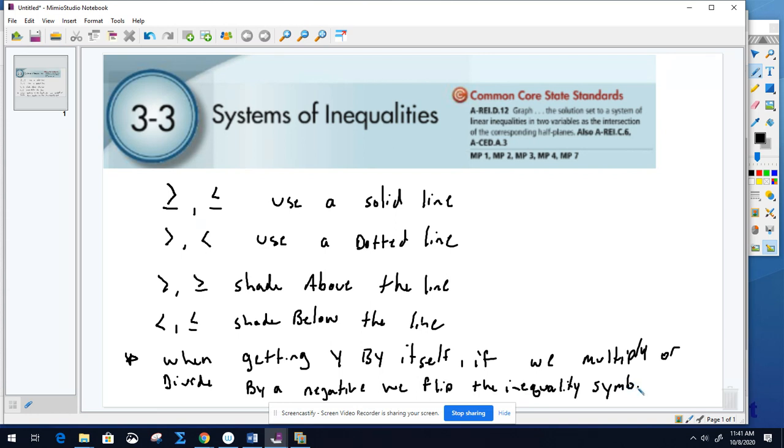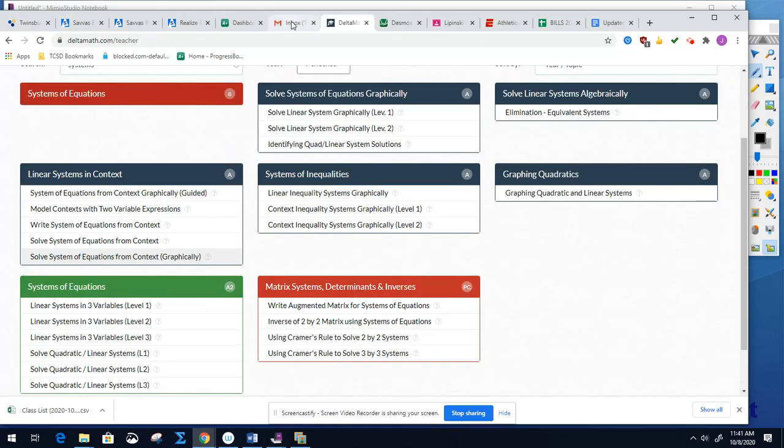As we're doing these problems, we have to keep that in mind, because when I'm graphing a line that looks like this, this is my y-intercept, and this right here is my slope, which is rise over run. The one difference between 2.8 and 3.3 is that our solution set is now not just one shaded region. We've got to find where the intersecting shaded regions are, and I want to show you a few problems in Delta Math that you're going to have on your homework.